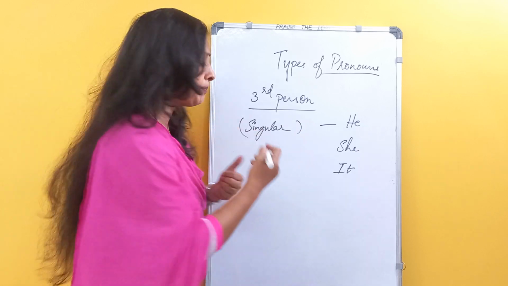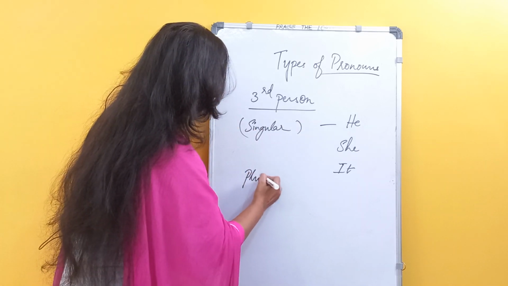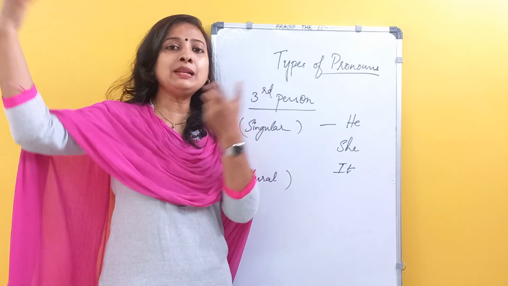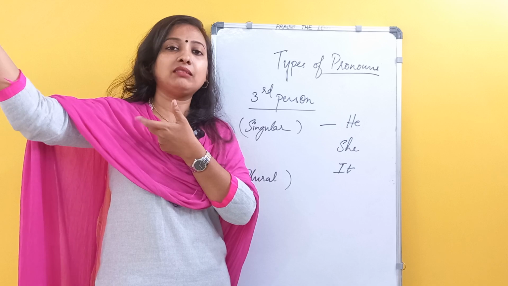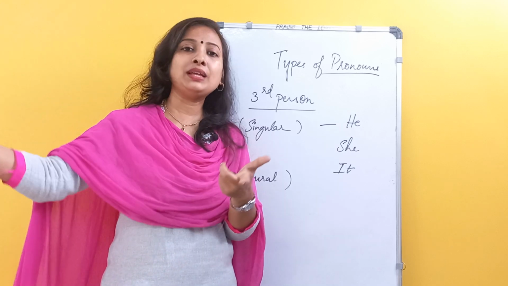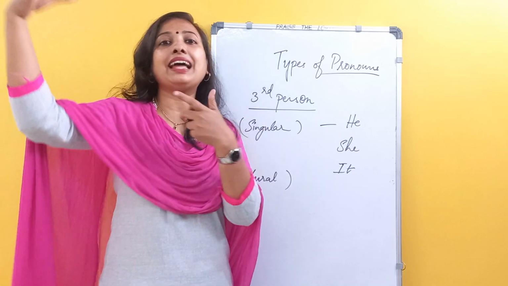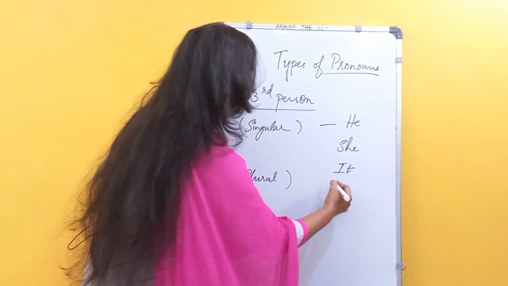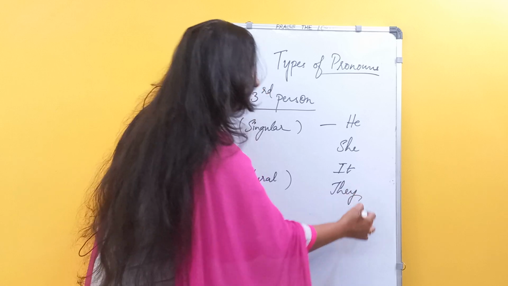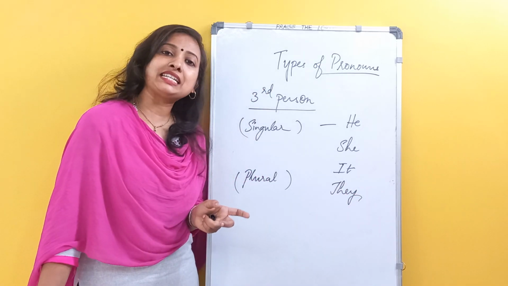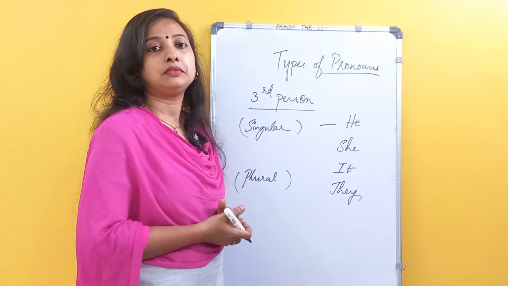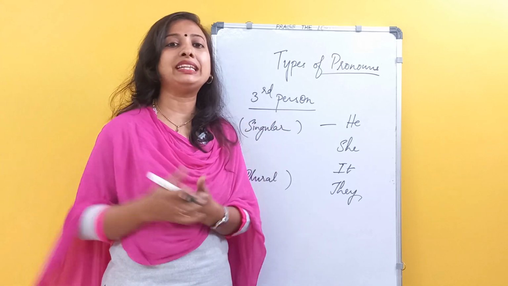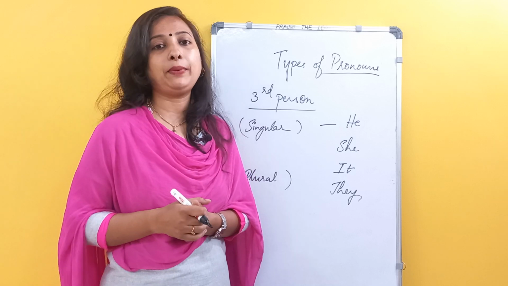Now, if I am talking about plural. Plural means they. Whether it is boy or girl or anybody, third person plural is they. They all participated in the event. Means all those who were there, they have all participated.